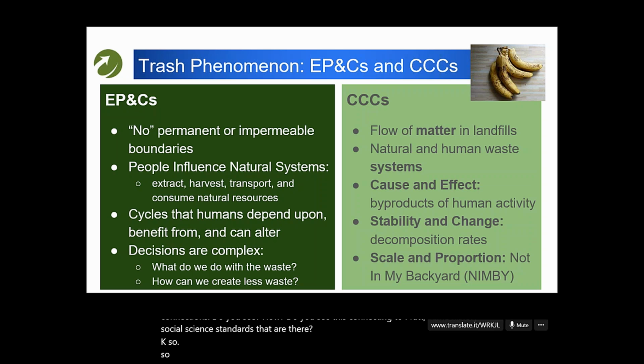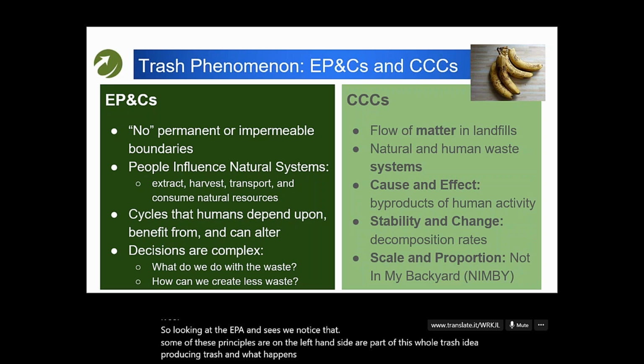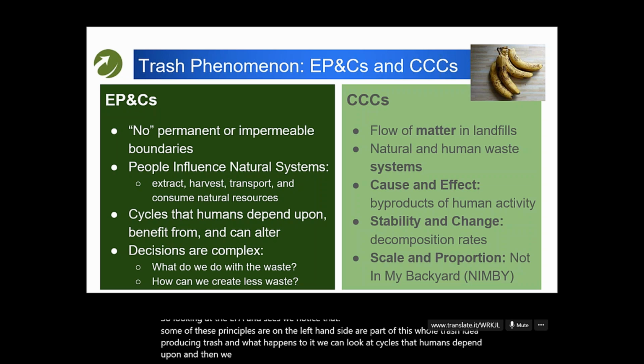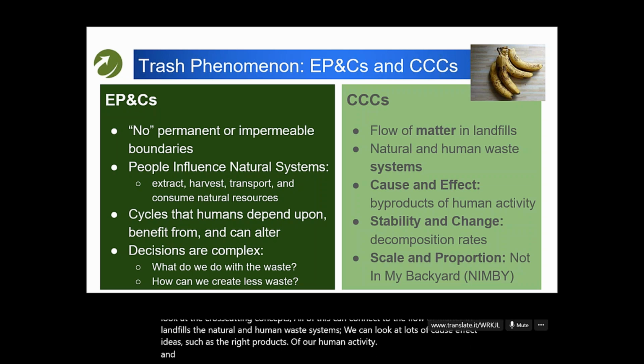Looking at the EP&Cs, we noticed that some of these principles on the left-hand side are part of this whole trash idea, producing trash and what happens to it. We can look at cycles that humans depend upon and that we alter, and the fact that decisions are complex. If you look at the crosscutting concepts, all of this can connect to the flow of matter in landfills, the natural and human waste systems. We can look at lots of cause-effect ideas, such as the byproducts of our human activity. And we can also look into decomposition rates, what takes longer, what takes just a small amount of time.